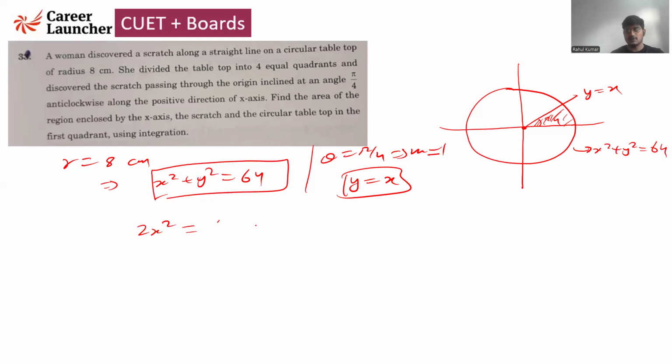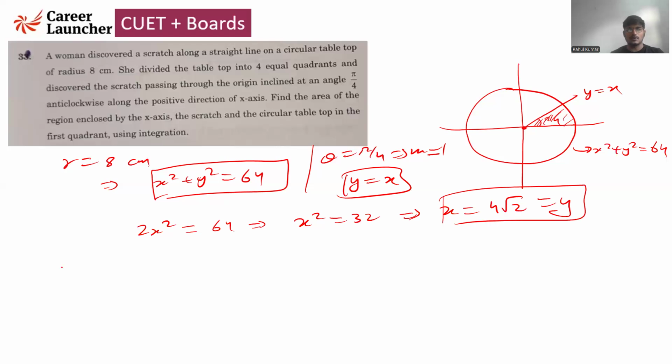So you will have 2x square is equal to 64, meaning x square is equal to 32, meaning the value of x is 4 root 2. And the same for y, because x is equal to y. So now you have the intersecting point. Now the only thing you need to do is find the area.